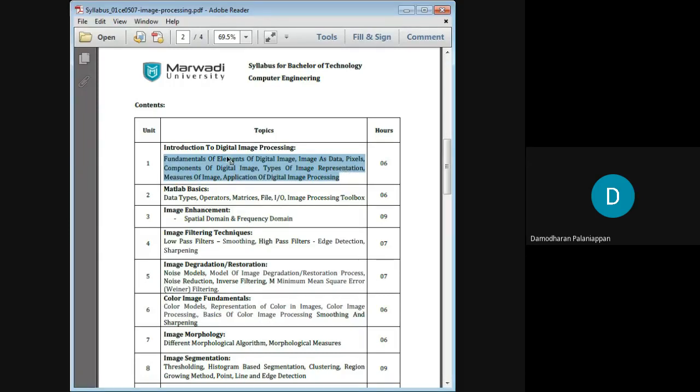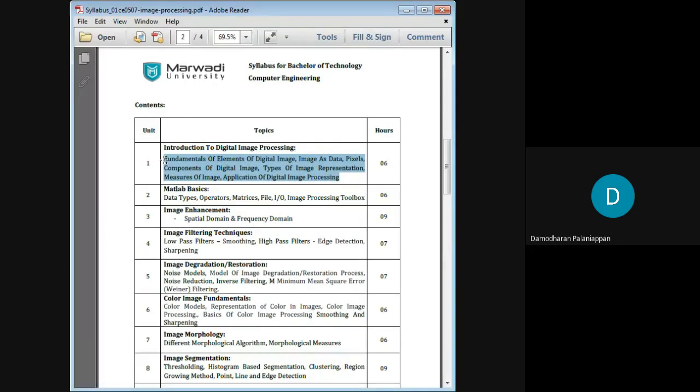So here, fundamentals and elements of the digital image: what is meant by a digital image, how the image will be transferred as data, the pixel, what the neighborhoods of a pixel are, how to find the distance of the pixel, components of the digital image, that is the 9 stages of the digital image components, types of image representation, measures of image, how the pixel and distance can be measured, and applications of digital image processing. So up to this, we have completed module 1.